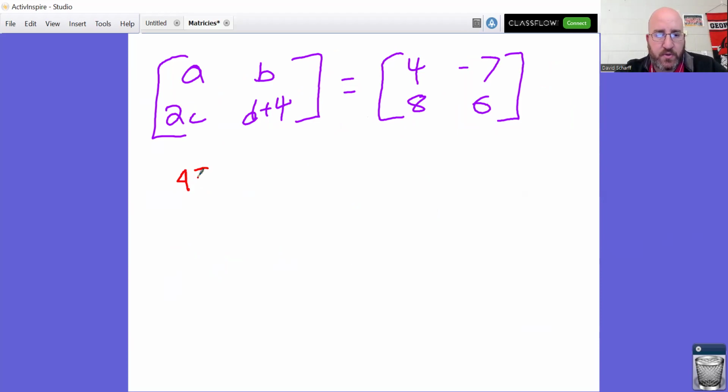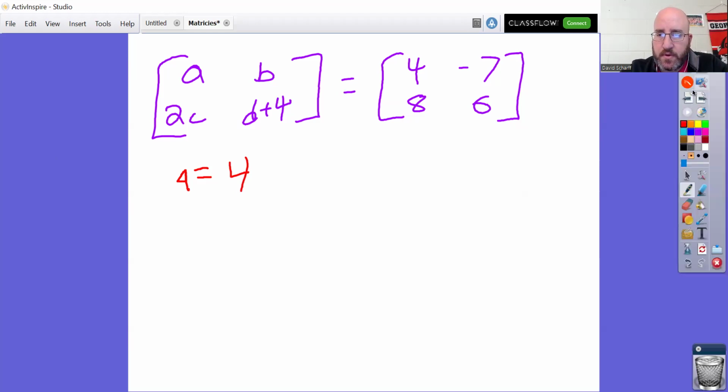A equals, mine's touchscreen, isn't it? Oh, mine is touchscreen. I've been not smart, man, all year. So let me do this. I can actually write on my screen.